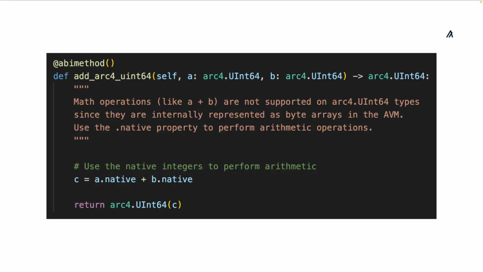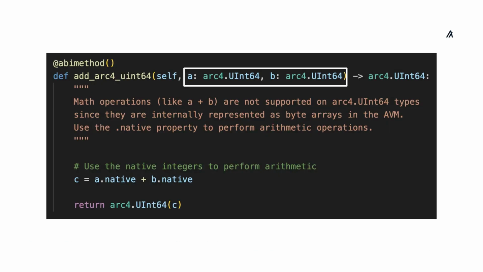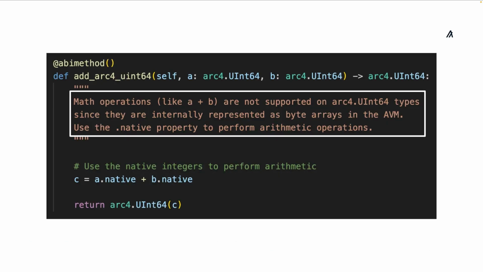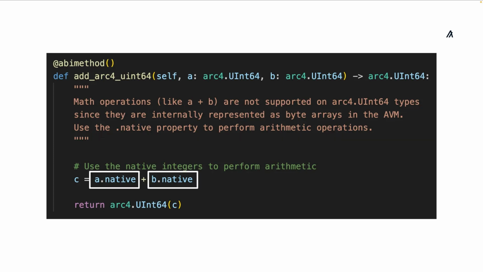Here the method takes in two ARC4 UInt64 types, A and B. Just like the comment says, the construct won't compile if you try to do math operations with ARC4 UInt64 types. Instead, you'll need to follow a two-step process. First, get the native value using the .native property, then perform your math operations with these native types. Now, if you want to convert it back, just wrap your native UInt64 with the ARC4.UInt64 class.